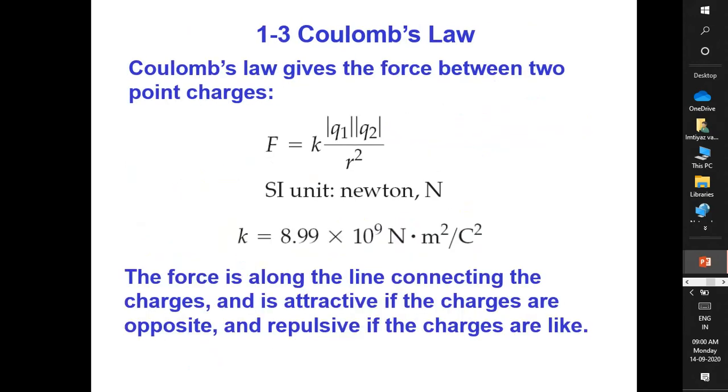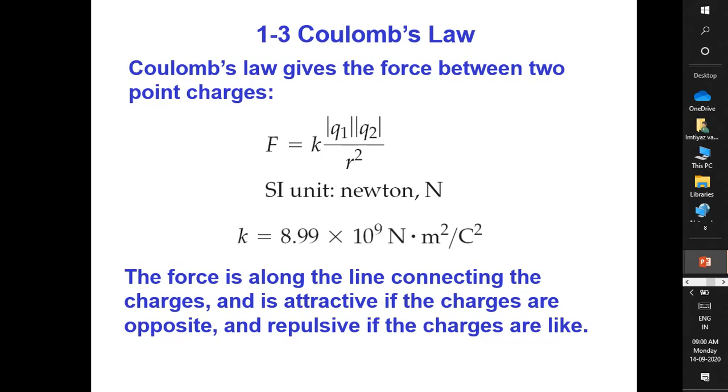Now see here, Coulomb's law gives the force between two point charges. F is equal to K Q1 Q2 upon R squared. The force is along the line connecting the charges, and it is attractive if the charges are opposite and repulsive if the charges are alike. So this is the basic phenomenon.